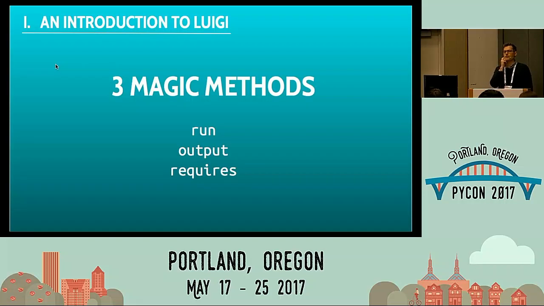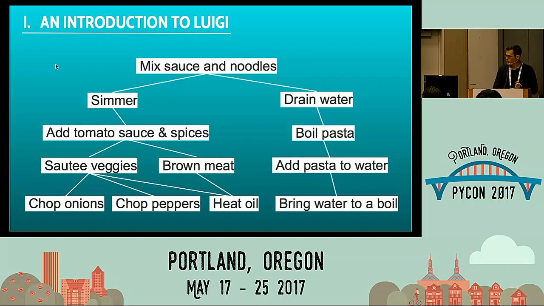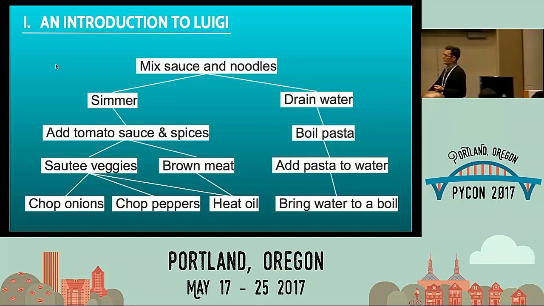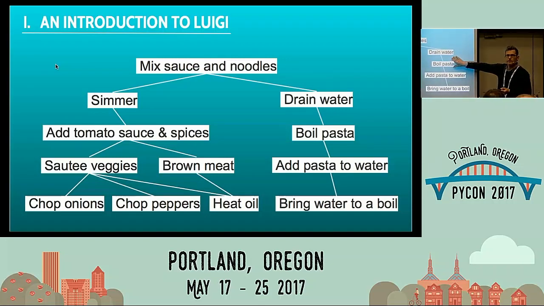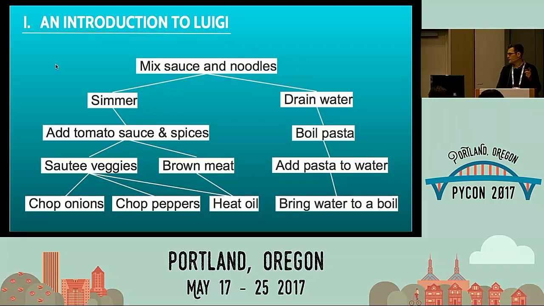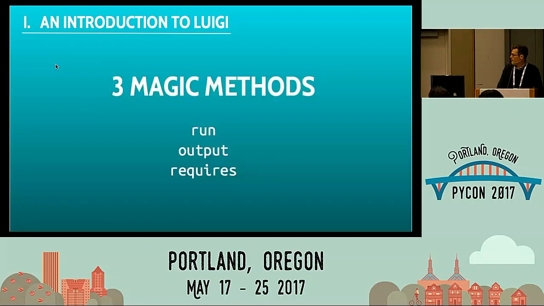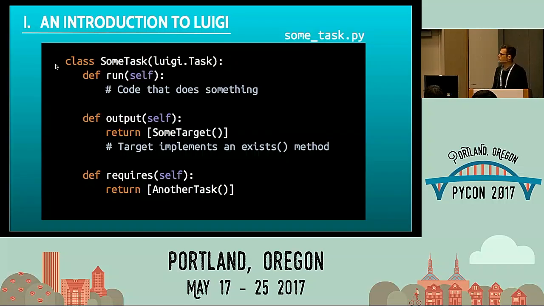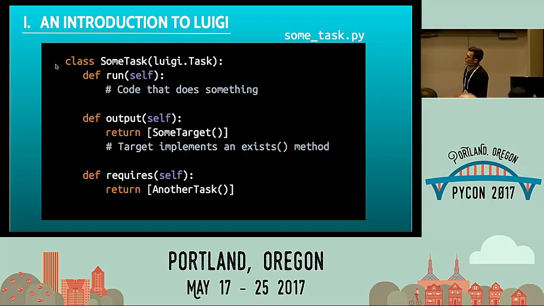And the way that you do that is with three methods. One of these steps here is going to be a Luigi class. It's going to be a class that inherits from one of the Luigi classes, rather. And then in your subclass, you're going to define run, output, and requires. So let me give you just the briefest of overviews of what that looks like.